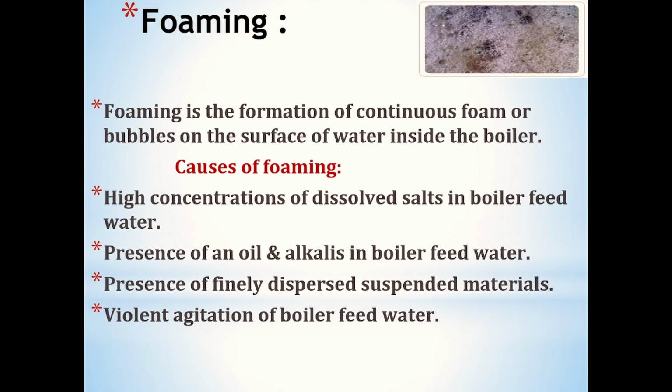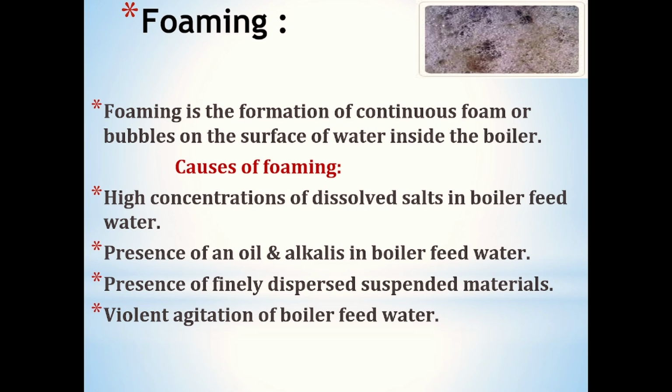So the causes of the foaming: the first is high concentration of dissolved salts in the boiler feed water. Then presence of oil and alkalis in boiler feed water. This oil and alkali present in the boiler together cause the formation of soap. How? Oil is nothing but long chain fatty acids, and alkali, that is NaOH, is formed in the boiler water during the steam generation at a very high temperature. So these long chain fatty acids combine with the NaOH to form the sodium salt of fatty acid, and that is nothing but the soap. So formation of soap decreases the surface tension of water in the boiler, and it causes the foaming.